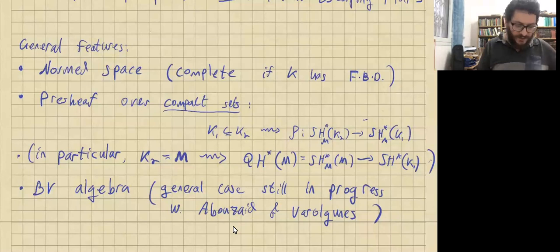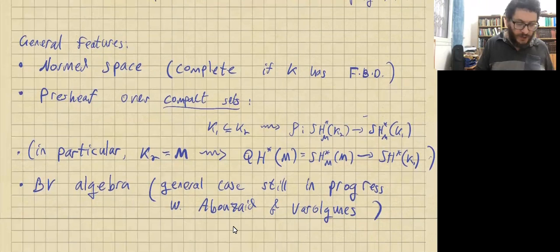And then most importantly, each of these groups has the structure of a BV algebra. So first of all, it means that it's a graded commutative algebra, which carries a BV structure. So this is the general story.